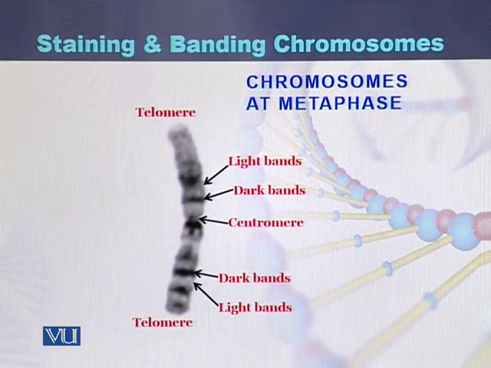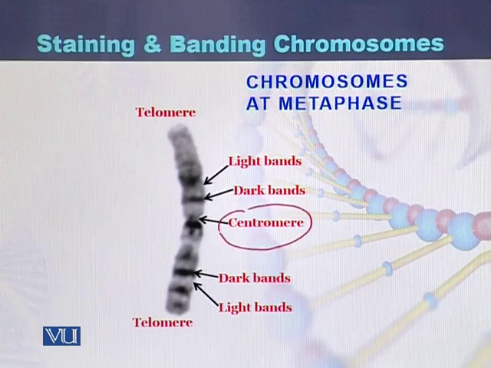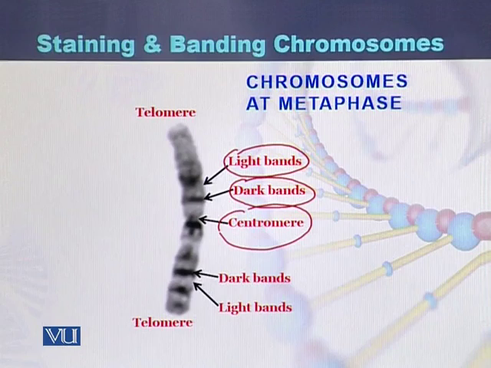Here we can see a chromosome at metaphase where in the middle there is a centromere, and there are dark bands and there are light bands. So this is called the chromosome banding pattern. By using different dyes, the regions on the chromosome can be stained. Some of them appear as dark bands and some of them appear as light bands.